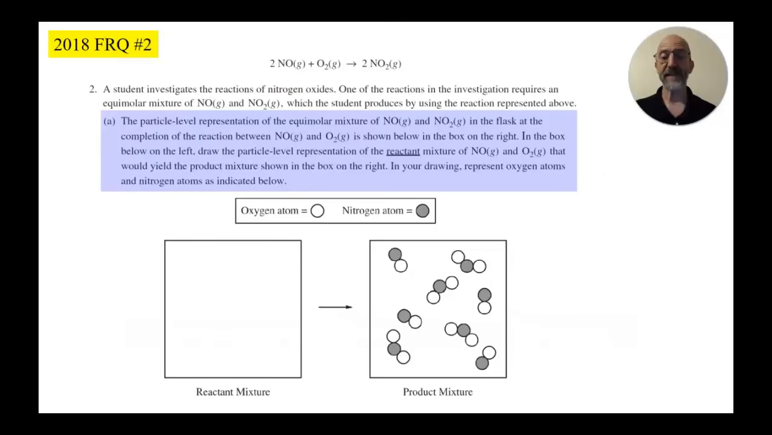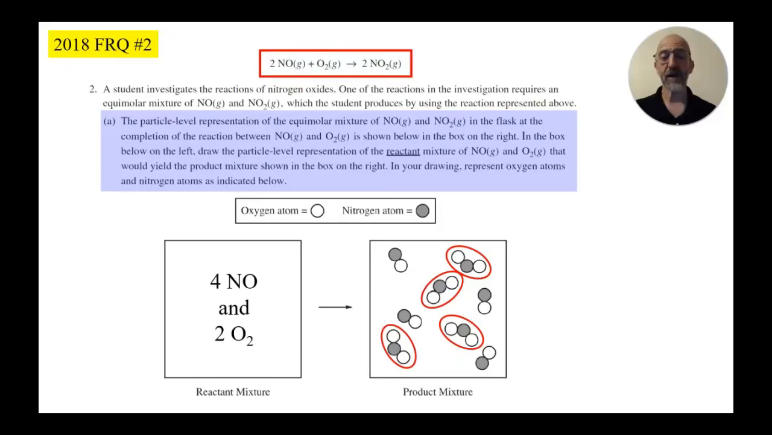This has to do with particulate representation of a reaction. So I'm going to count the product mixture because I don't have a reactant mixture. We have to write the particle level representation of the reactant mixture. So it's got 2 NO at the top of this slide, that's the reactants, plus O2 to produce 2 NO2. Well, I just counted 4 NO2 molecules. So if I look at that balanced equation, if I'm producing 4 NO2 molecules, I think I would need 4 molecules of NO, and I would need 2 molecules of O2. So I'll start with that.